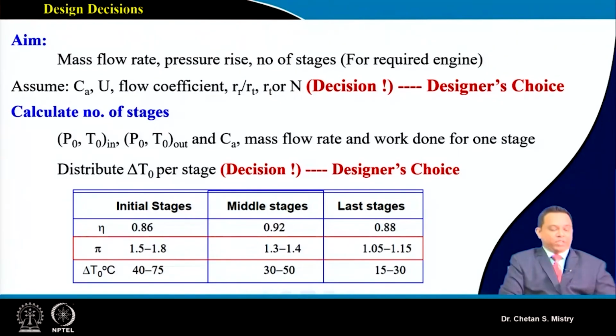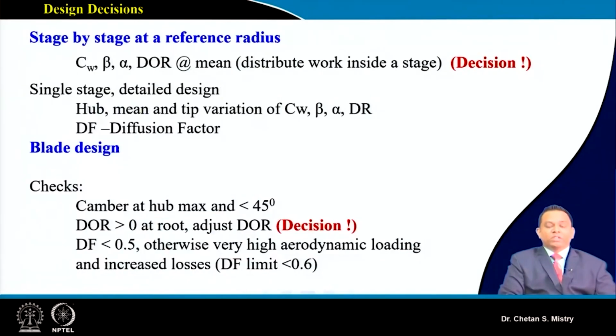Then we discussed the calculation of different parameters, which include my whirl component, blade angles, flow angles, degree of reaction and diffusion factor. All those parameters we calculate at the midsection, and that gives us an idea of what the work distribution along my span needs to be. Again, this is a choice for the designers. The designer has to decide what distribution he or she will be looking for.